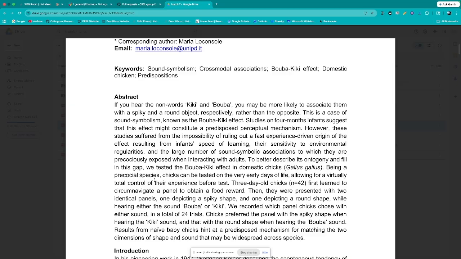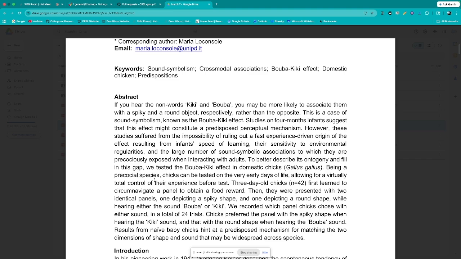3-day-old chicks, 42 of them, first learned to circumnavigate a panel to obtain a food reward. Then they were presented with 2 identical panels, one depicting a spiky shape and one depicting a round shape. And then they hear the sound of Booba or Kiki. All right. So they hear the sound, they see the shape, they're integrating those 2 modalities.